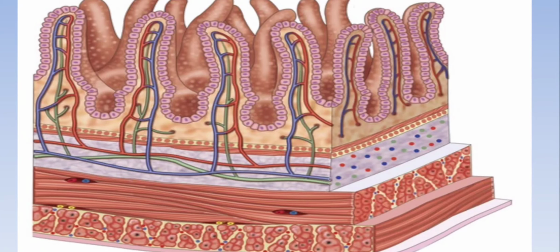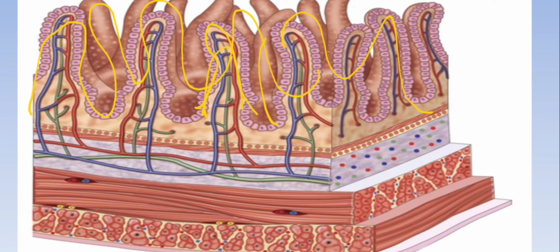The wall of the small intestine which absorbs the food looks like this. These are called finger-like projections, called villi. These have special cells which absorb the digested food and use it in our body.